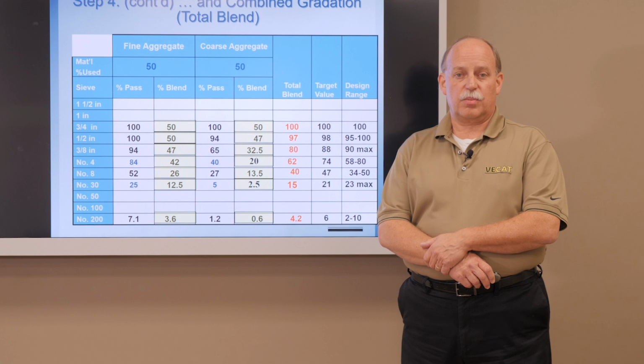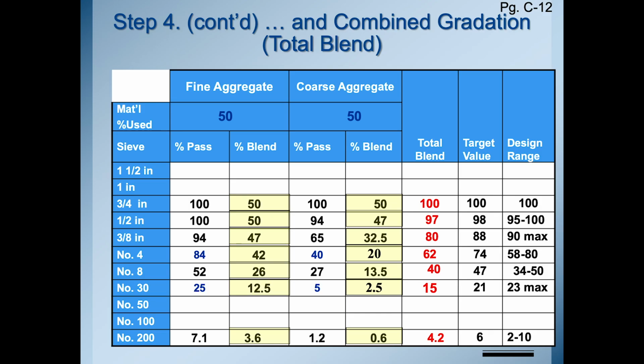So let's go down to that number 200 sieve now. You'll see that on the 200 sieve, we had 3.6% of the blend on the fine aggregate. We had 0.6 of the blend on the coarse aggregate. You add those two numbers together and you get 4.2% total of the blend for this mix. And on the number 200 sieve, you carry that to the first decimal place, so it's 4.2 in this specific case.